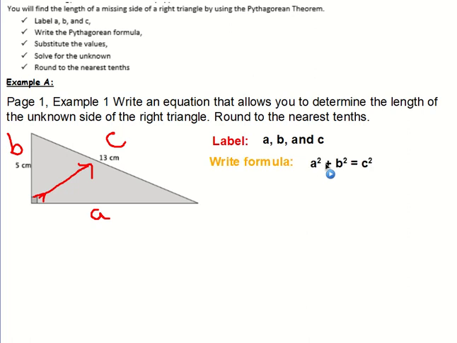So you're going to just write a squared plus b squared equals c squared. Next step, substitute your values. So to substitute my values, I'm going to use the fact that I know b is 5 and c is 13. So I'm going to substitute b in here and c in here. So let's do that.